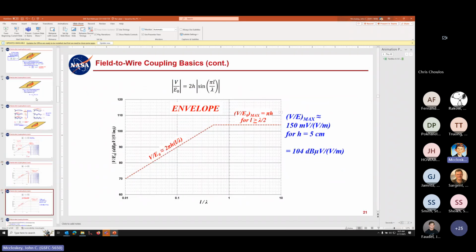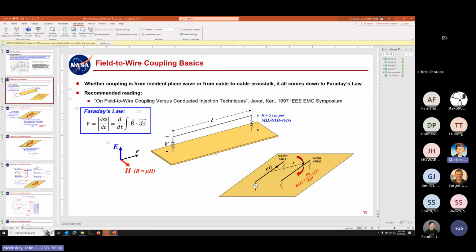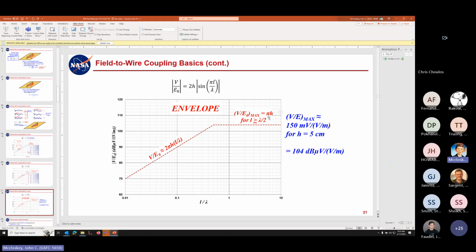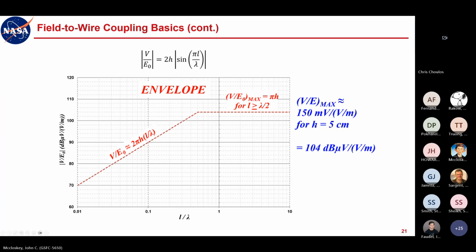Go back to that initial figure here. The height of 5 centimeters is the height above the ground plane specified by MIL-STD-461G for our test cables. Okay, so that's where this 5 centimeters comes from. It's not something I just dreamed up. So using that, pi is pi, right? And you plug in 5 centimeters for H, you get about 150 millivolts per volt per meter for this flat part of the curve. And expressing it in dB, it's 104 dB microvolts per volt per meter. So we'll come back to this presently.